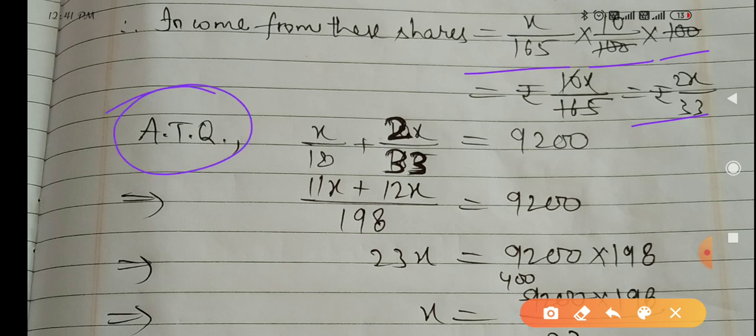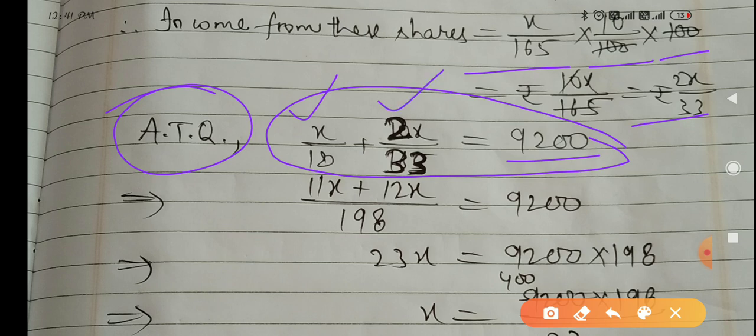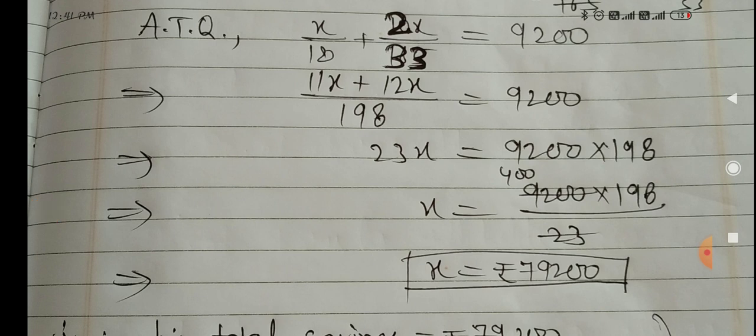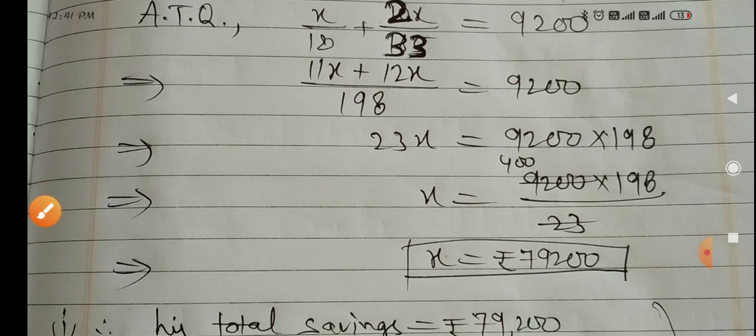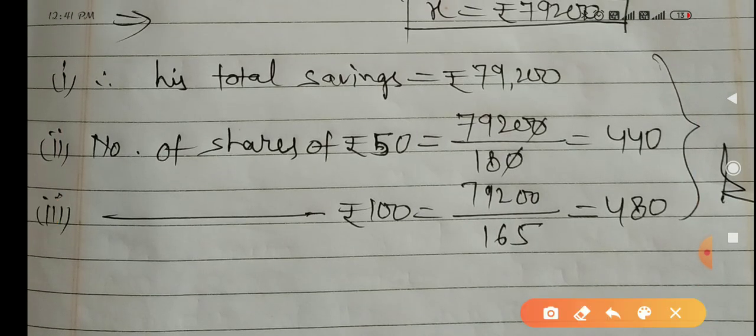According to the question, it is given total income from both the cases is 9200. So that's why I have added income of first case and income of second case, and their sum is 9200. You take LCM 198. Now by simplifying you are getting X equals 79200. So this is his total savings. I have written here, you can see, his total savings 79200.